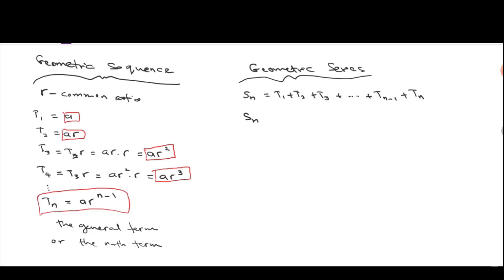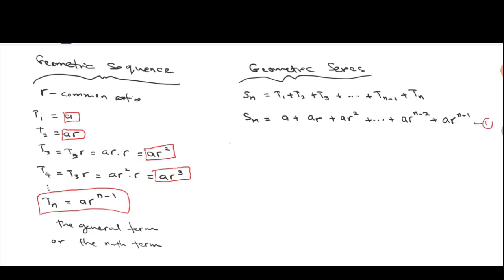And we can write it down as a, that is the first term, a times r, the second term, a times r squared for the third term. For the n minus 1 term, it will be a r to the power of n minus 2. And for the last term, it will be a times r to the power of n minus 1. So let's say this is equation 1.